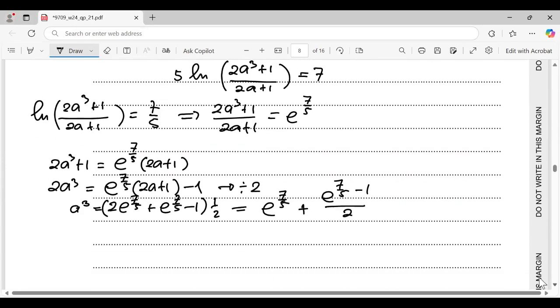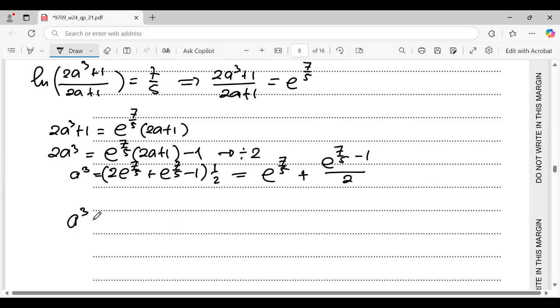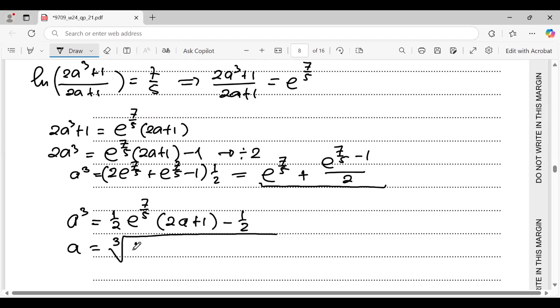So after that, a cubed equals this. I would like to factorize 1/2 e to the power 7/5 times (2a plus 1) minus 1/2. This is the factorization of this form. So it means the result a equals the cube root of 1/2 e to the power 7/5 times (2a plus 1) minus 1/2. So this is part A.